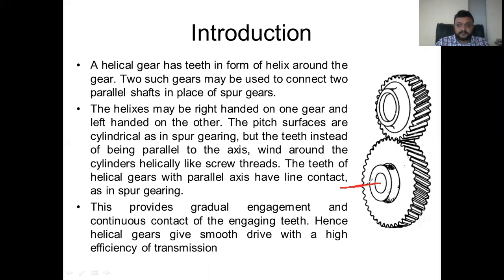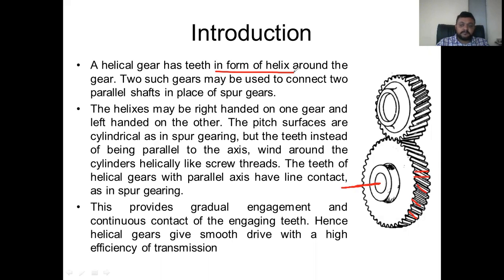So this is the shaft axis, and spur gears are arranged like this. But here the teeth are inclined to the axis of the shaft. So this is the main difference between the spur gear and the helical gear. The teeth are in the form of a helix around the gear. In the spur gear, the helix angle is considered as 0.